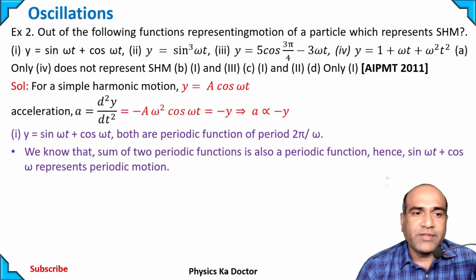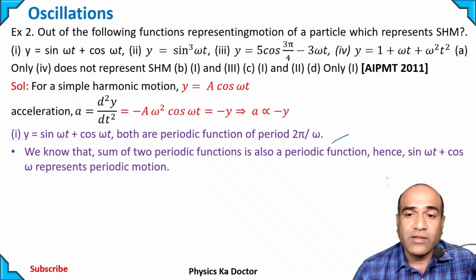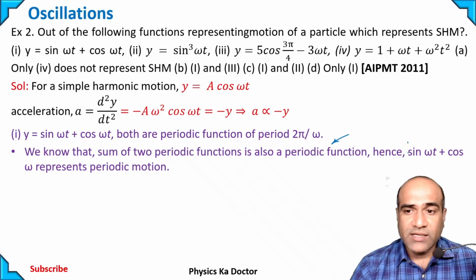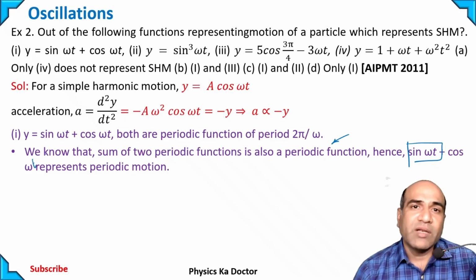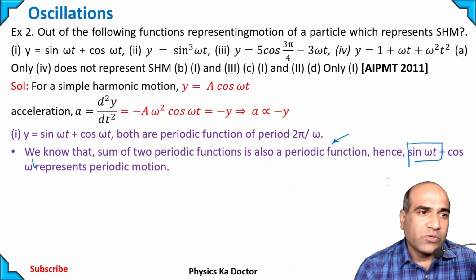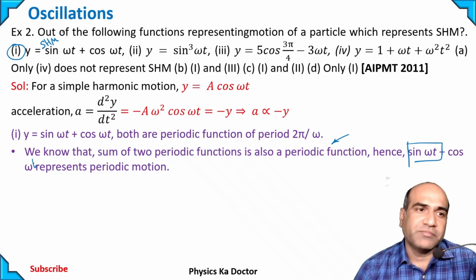So we know that the sum of two periodic functions is always a periodic function, right? So whenever you see sine omega t, cos omega t, it always represents simple harmonic motion, right? So this is simple harmonic motion. First is of course simple harmonic motion.